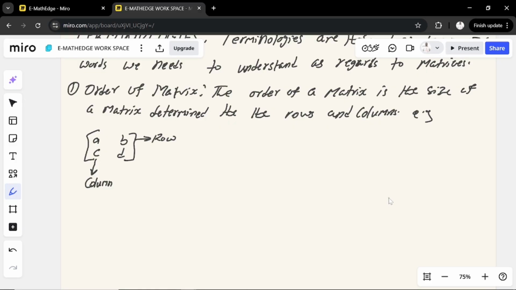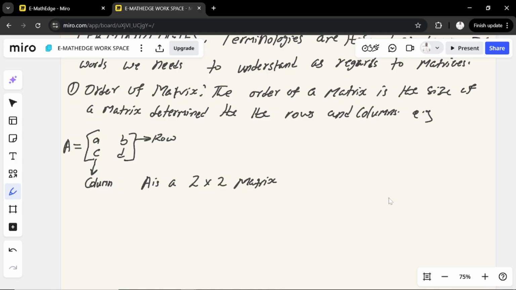So in this case, we can say that this matrix, let's name it or target matrix A. In this case now, we can say matrix A is a 2 by 2 matrix.